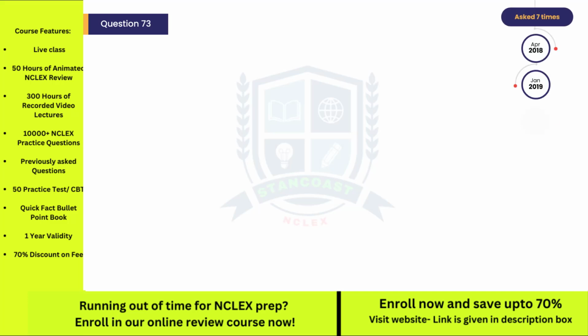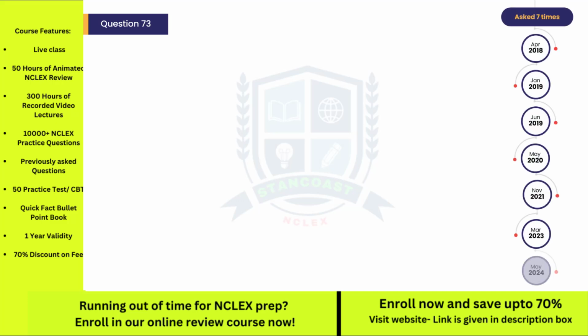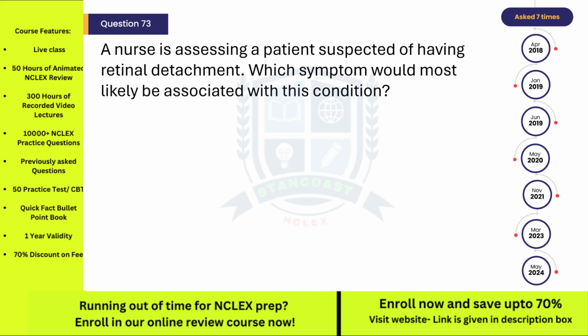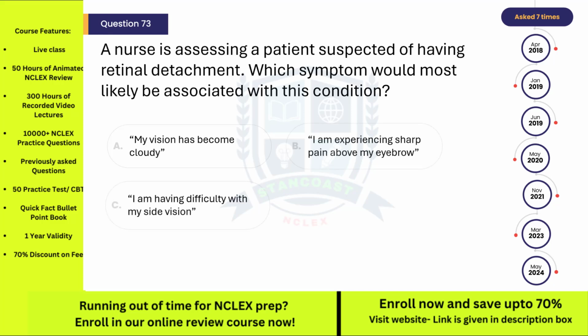This retinal detachment question has been asked 7 times in the last 5 years, making it highly likely to appear in the exam. A nurse is assessing a patient suspected of having retinal detachment. Which symptom would most likely be associated with this condition? A. My vision has become cloudy. B. I am experiencing sharp pain above my eyebrow. C. I am having difficulty with my side vision. D. I am seeing flashes of bright light.